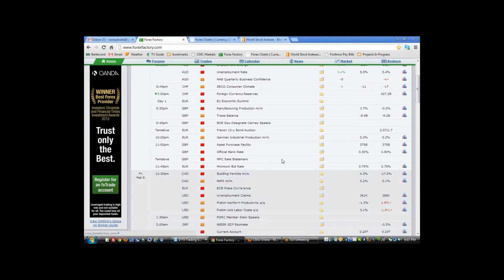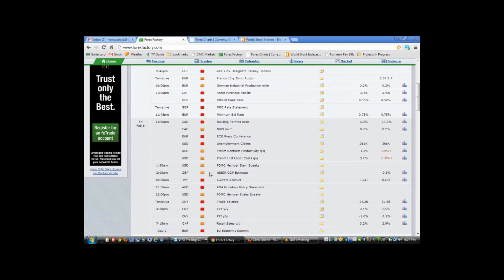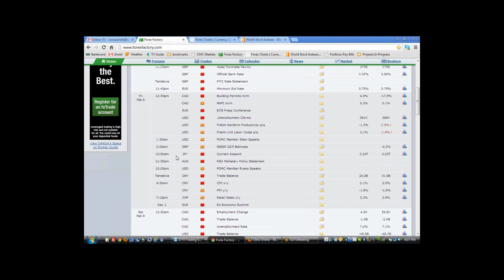Let's see if there are any US reports. It's only medium, so there's the unemployment. Oh, there's one major one, which is the unemployment claims later on, and non-farm as well. So they're just medium reports to look for. Then the rest, yen, will be tomorrow now.